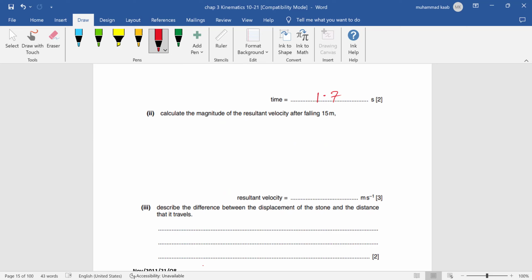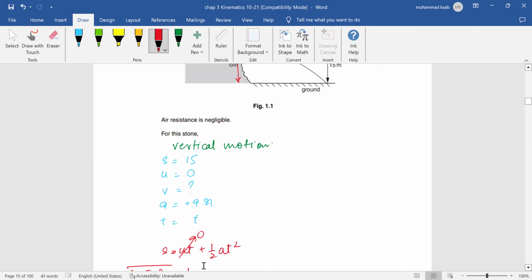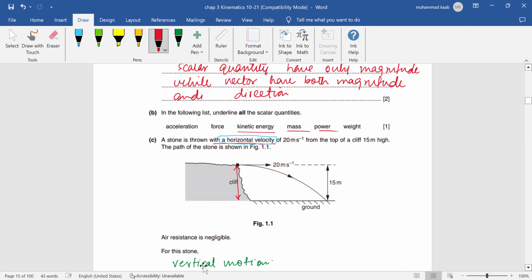Calculate the magnitude of the resultant velocity after falling 15 meters. Ibrahim, what is meant by the resultant velocity here? I'm just marking down three velocities. At this point, there will be a horizontal velocity, a vertically downward velocity, and a velocity which they are calling the resultant one. We are interested in the resultant velocity. What formula will we use for the resultant?